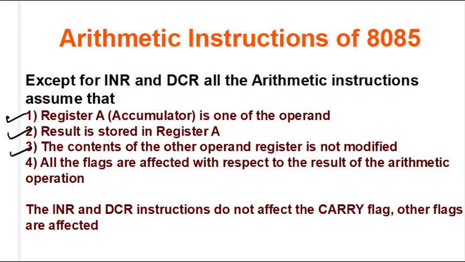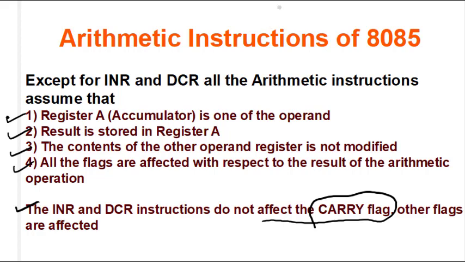and the contents of the other register apart from A are not modified. Suppose we are adding register A with register B, then the result is stored in A, but the contents of B are not modified. Then the fourth point is that all the flags are affected, all the 5 flags which we have. If a carry is generated, then the carry flag is set. If the result is 0, the zero flag is set, and so on. Regarding INR and DCR instructions, they do not affect the carry flag. So the carry flag is not affected by the INR and DCR instructions, but all the other flags are affected.